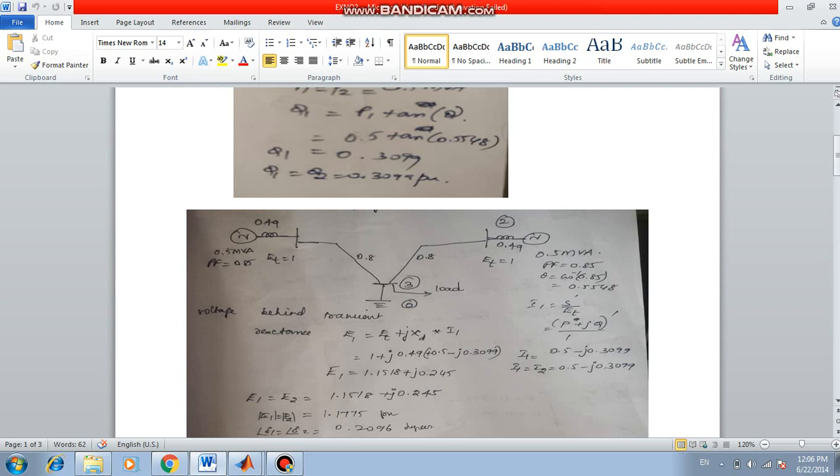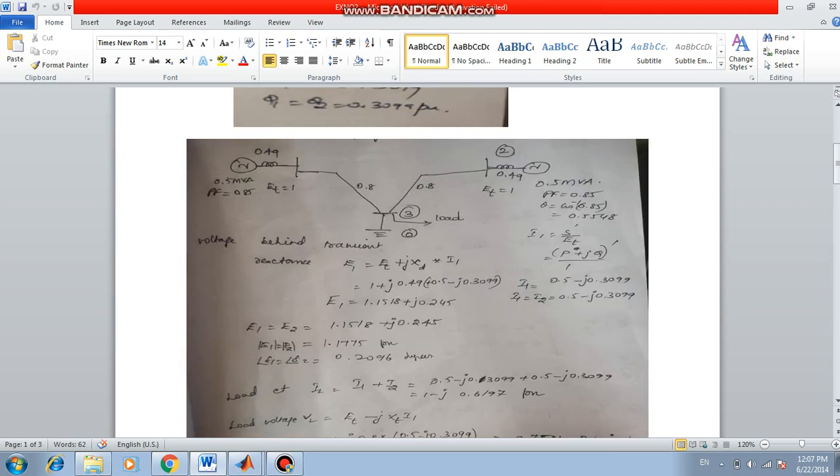It's a 3-bus system, so all the data I have entered. The generator buses have a rating of 0.5 MVA, power factor 0.85, and a transient reactance of 0.49. The terminal voltage of the generator, ET, is 1 per unit. The reactance of the transmission line between bus 1 and bus 3 is 0.8. Similarly, the reactance between bus 2 and bus 3 is 0.8. So all these data are given in the problem, and we have taken them.